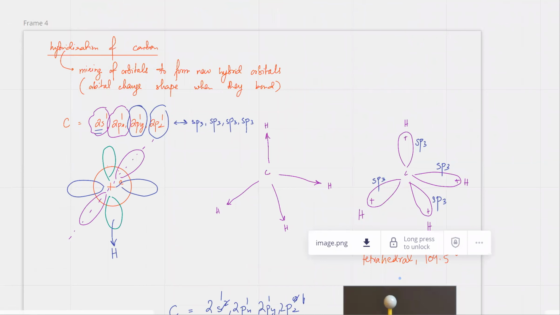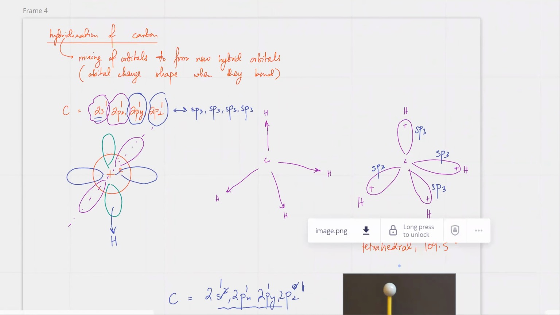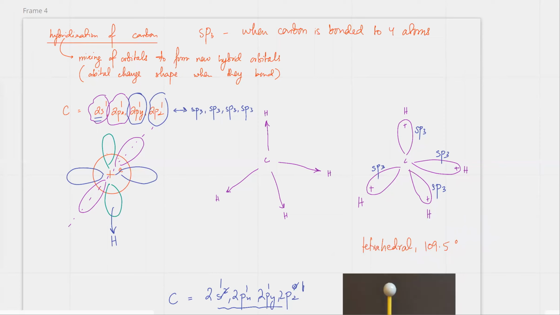Let me label this. So this one is the first one, sp3, and it happens when carbon is bonded to four atoms. And it happens when it forms four single bonds.